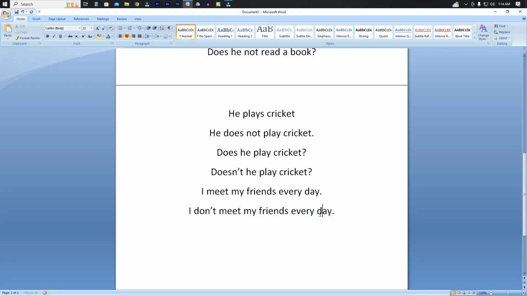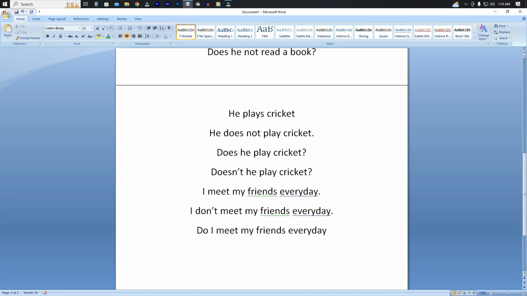If we put down the interrogative version: "Do I meet my friends every day?" And the negative interrogative version: "Don't I meet my friends every day?"